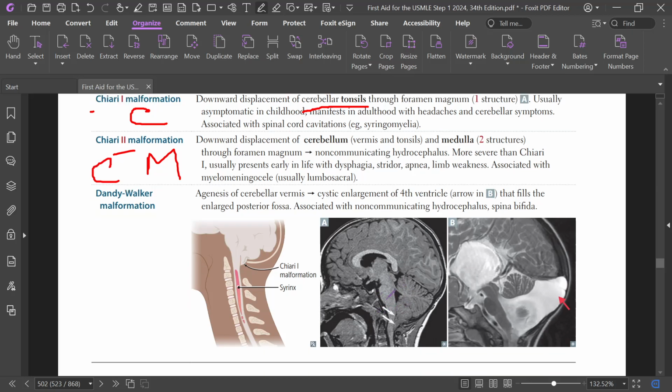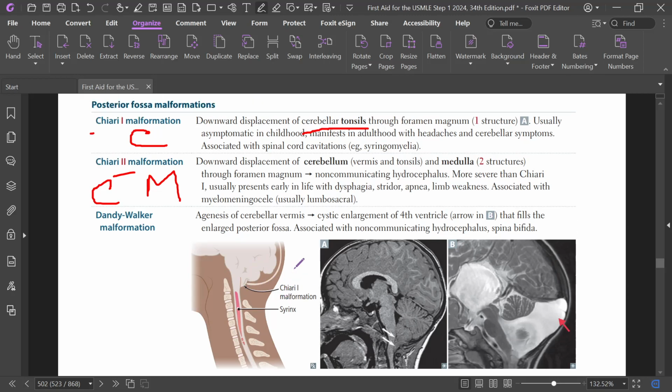This is the foramen magnum. There is herniation of these two structures. This is known as Chiari 2 malformation. If two structures come through the foramen magnum, there is Chiari 2 malformation.